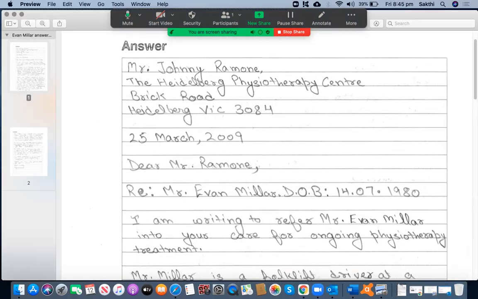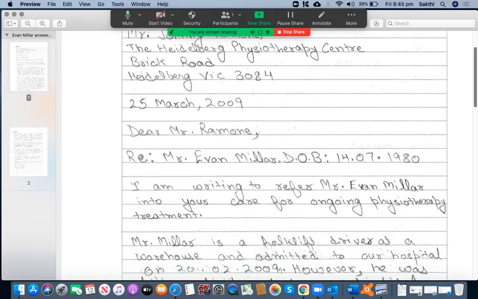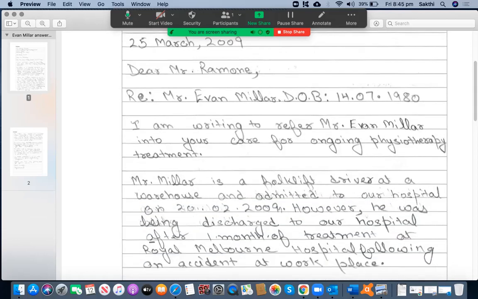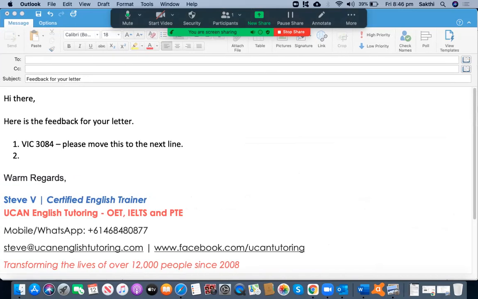All right, and he has written down the date. That's okay. I mean, 25 March 2009. That's all right. And then, dear Mr. Ramon. So he has written down the addressee's surname here. I'm very happy with that. And then the reference details of the patient. Okay, he has written down regarding Mr. Evan Millar, DOB 14/7/1980. So DOB needs to be replaced with the date of birth.